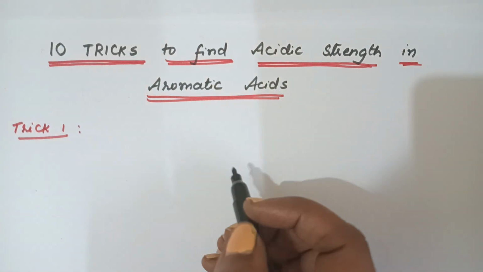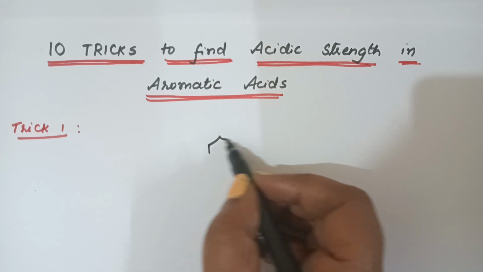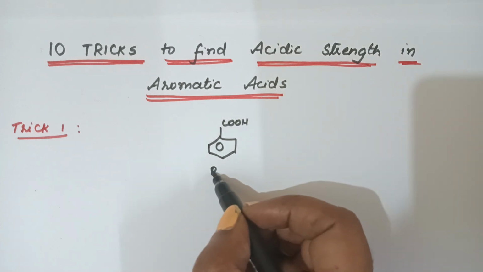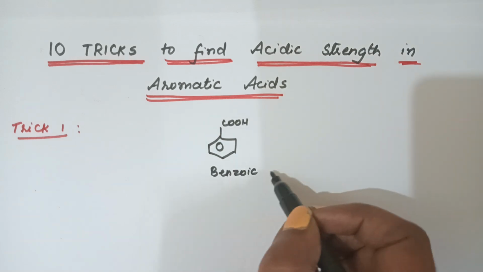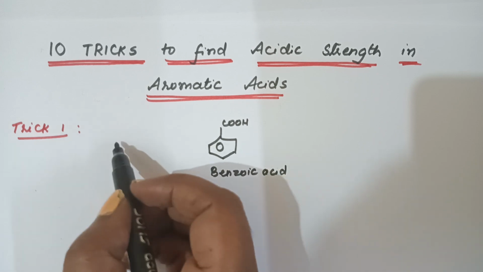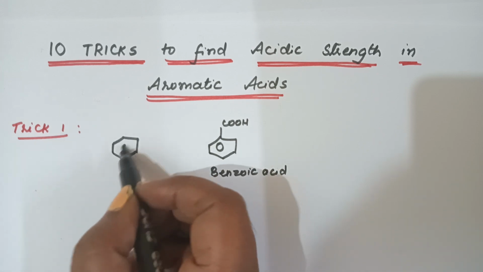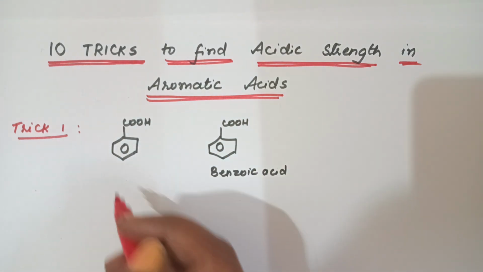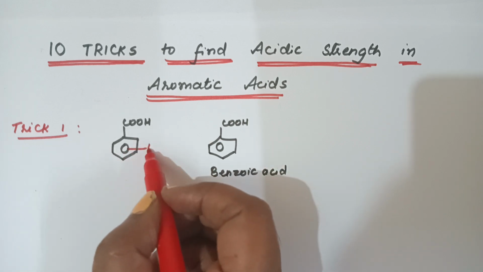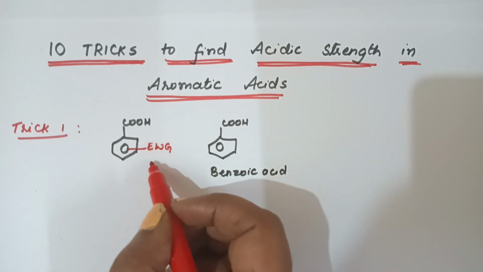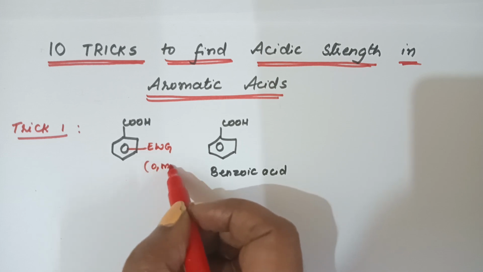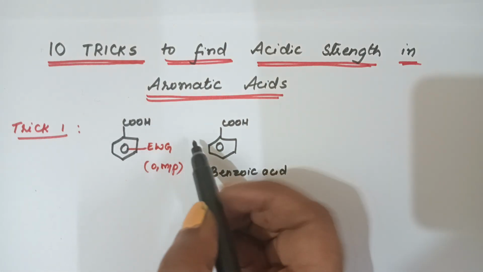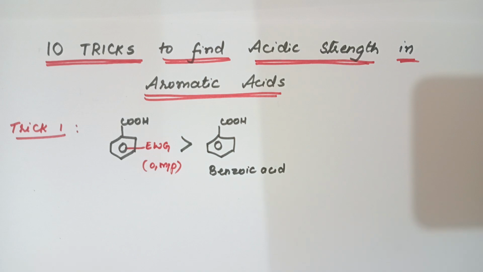So we are going to compare the strength of benzoic acid. This is benzoic acid with another acid. So to this benzoic acid, if an electron withdrawing group is attached at ortho, meta or para position, then this acid will be more acidic when compared to benzoic acid.